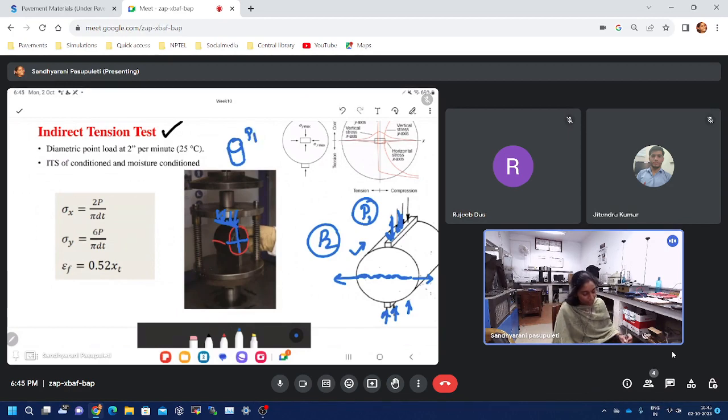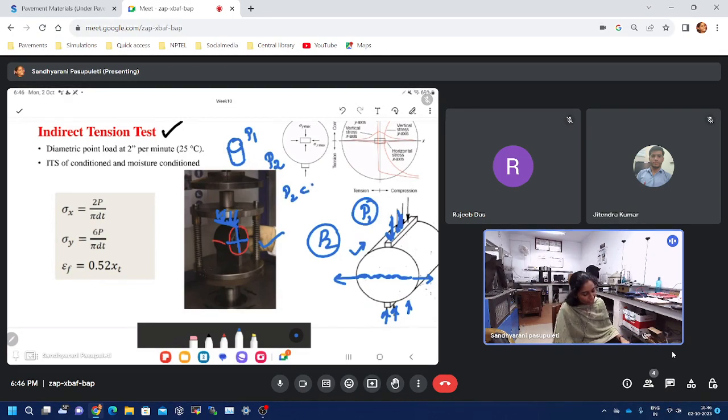Let us say it could take P1. The same specimens, we usually condition for 24 hours. That means we will keep them in the water. We are creating the worst condition possible for the specimen. Then the same specimen will be tested using this equipment, and let us say it could take P2 load. We know that this wet sample can take a lesser load than the dry sample.